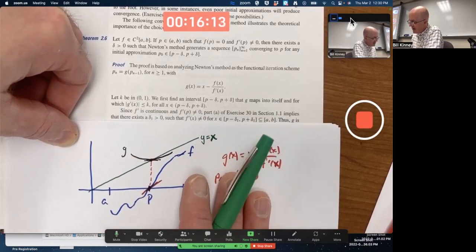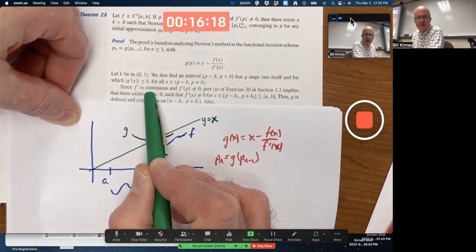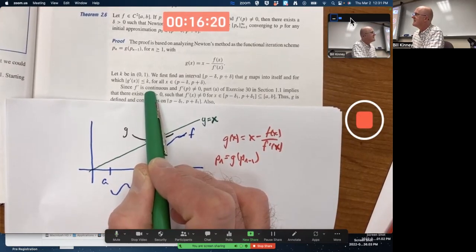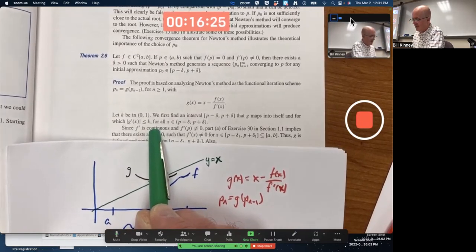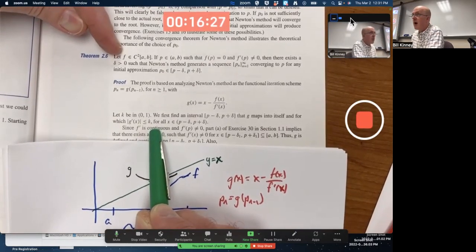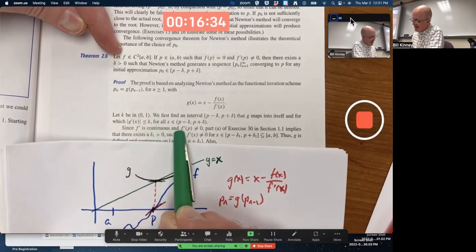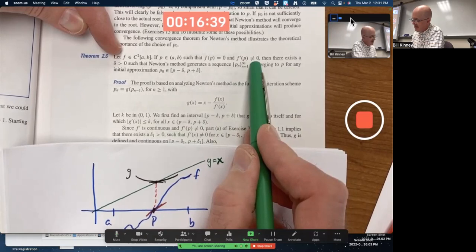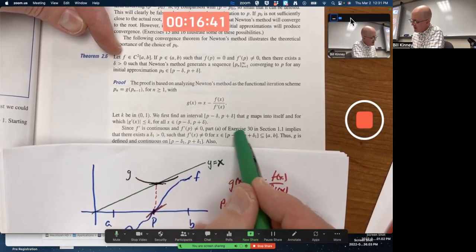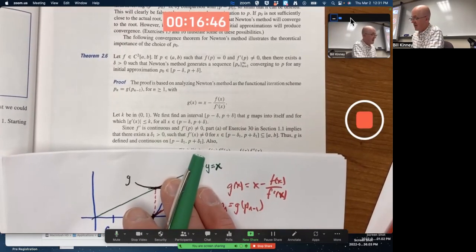So what are the details of how it works out? Since f prime is continuous, how do you know f prime is continuous? It's part of the assumption of the theorem. In fact, we know f double prime is continuous. F prime itself for sure would be continuous. And since f prime of P is non-zero, that's part of the assumption as well. Part A of a certain exercise implies blah, blah, blah, blah, blah. Oh, here's where it starts to get really hard.